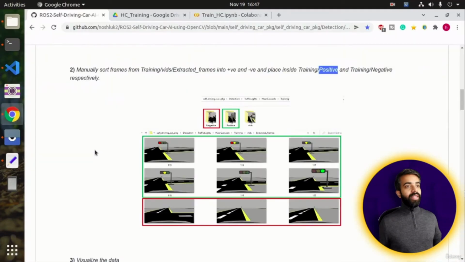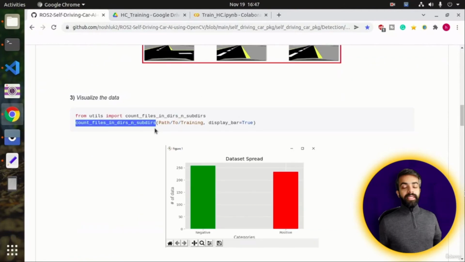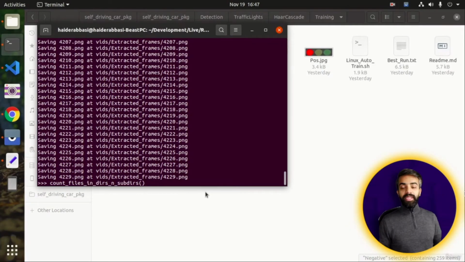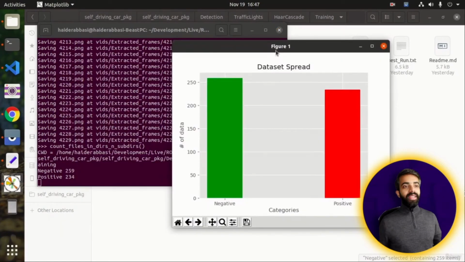That can be done by the function count files from dirs, or directory and subdirectory. You simply copy over this function, navigate to the terminal, paste it, and simply write brackets. Because we are in the current working directory, which is the training folder containing the positive and negative data, we simply need to call this function. What it does is display a nice looking graph that shows the balance of the positive and negative data. As you can see, the data is quite nicely balanced.